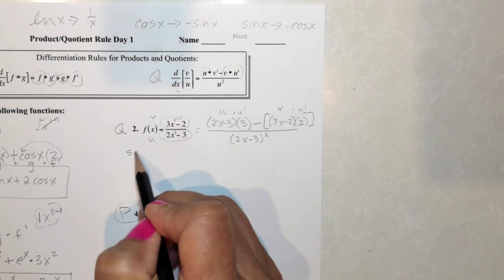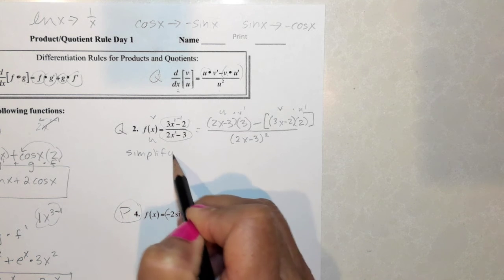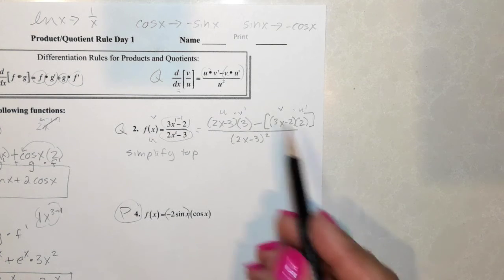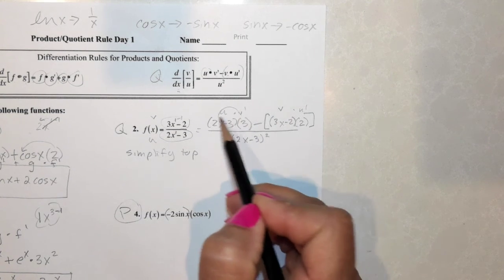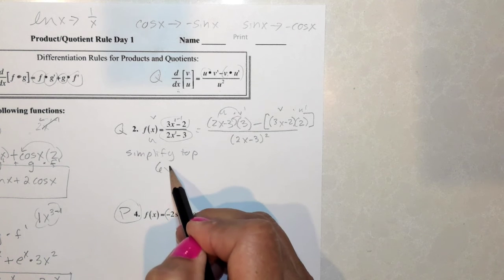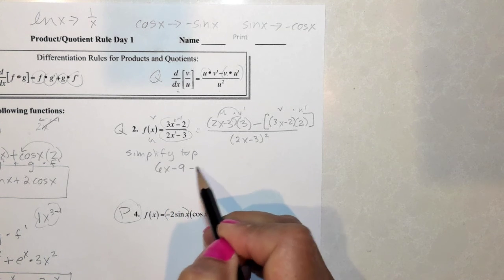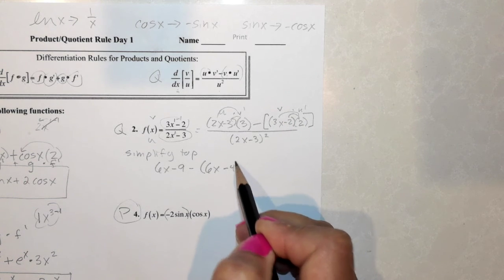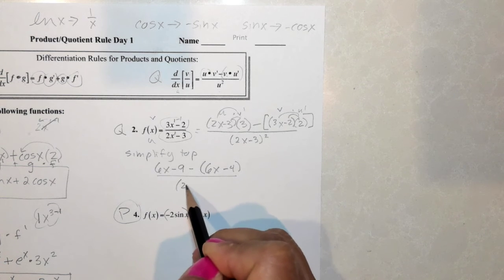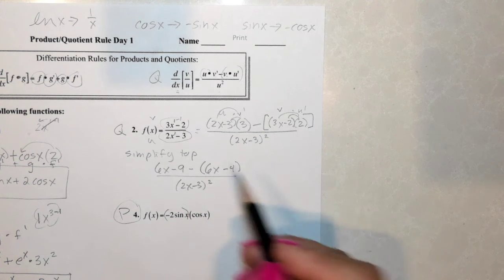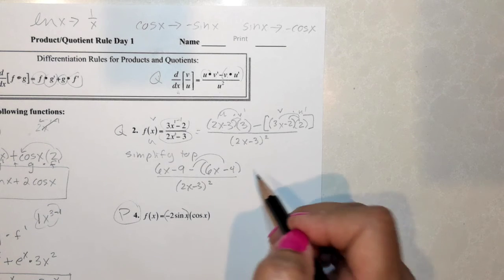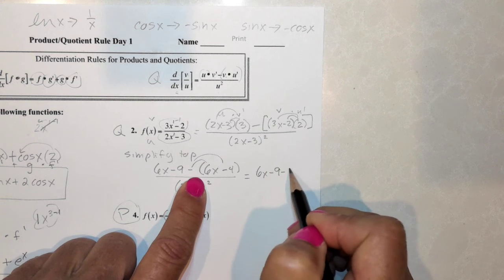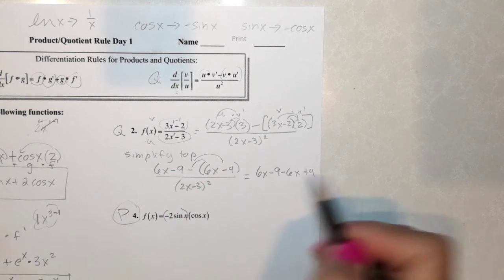So now all I have to really work on is I need to simplify the top. And that can be FOILing, that can be distributing, that can be combining like terms. In this particular case, I don't have to FOIL, I have to distribute my 3. So I'll have 6x minus 9. And then in here, when I distribute the 2, I'll have 6x minus 4. It's all still over 2x minus 3 squared. But this negative, like I said earlier, distributes to everything. So the top becomes 6x minus 9 and then minus 6x plus 4.